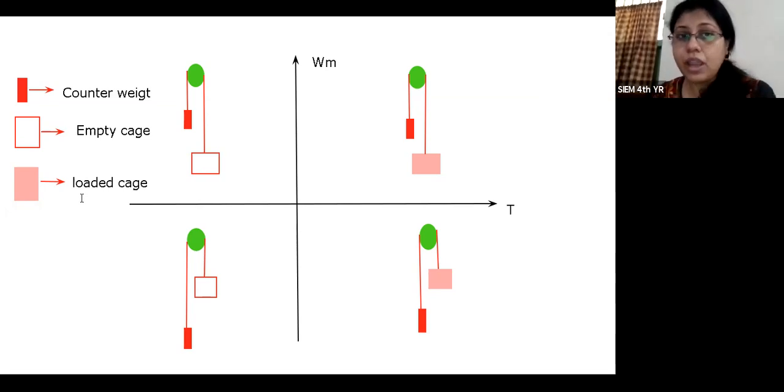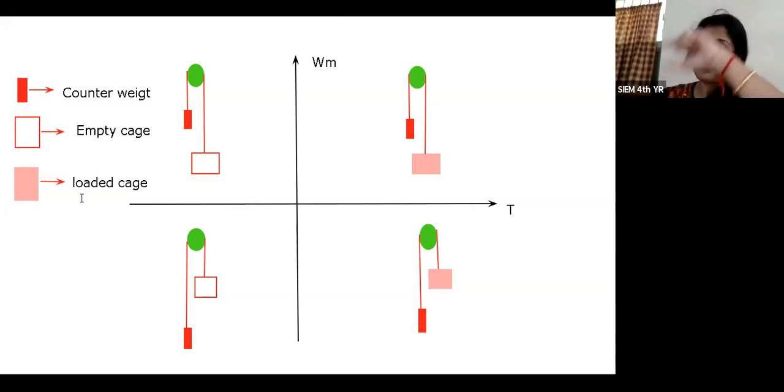Now the green circle represents the drum. That particular drum is connected to the shaft of the motor, and one rope is placed in that particular drum. One end of the rope is connected with a counterweight.